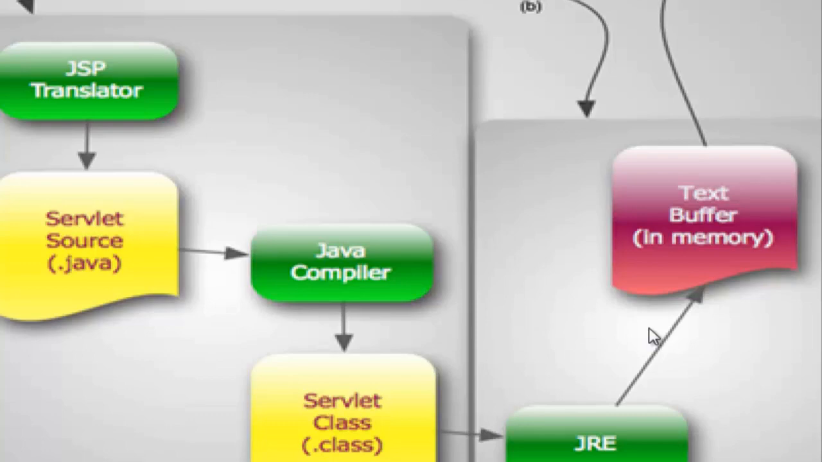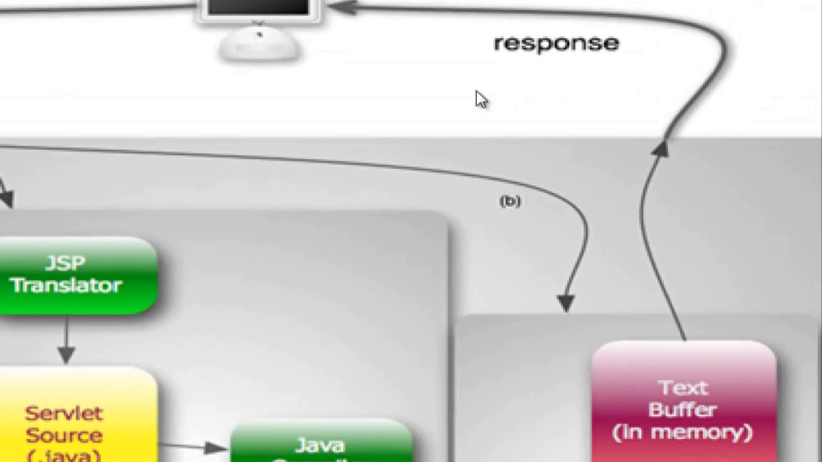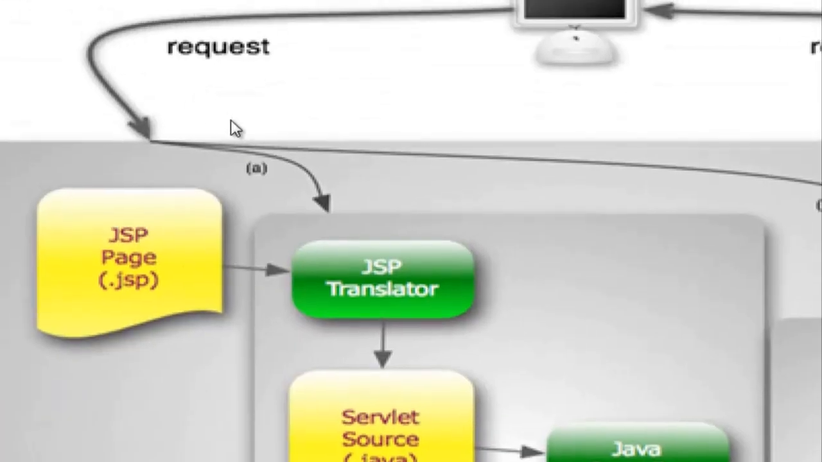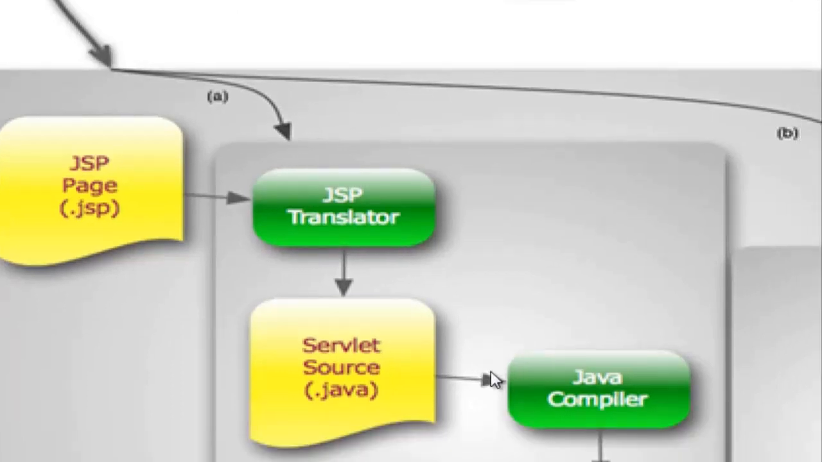I've already told you, the output is not directly sent to the user, it is buffered. The text that is sent is buffered in some area, and when the buffer is full, it is sent back to someone else. So this is for the first time. Once this file has been created, it will not destroy that file. Every now and then it will not transform your JSP into a Java file and then compile it again to a class file. It's going to take a lot of time.